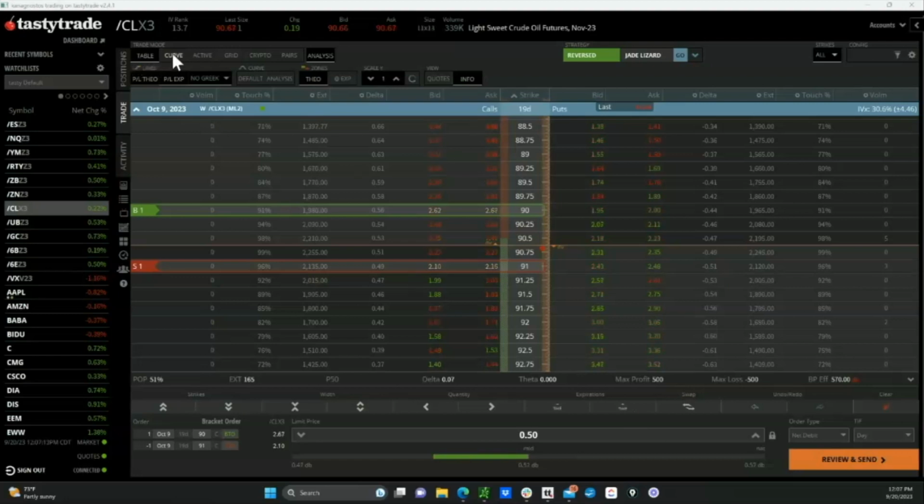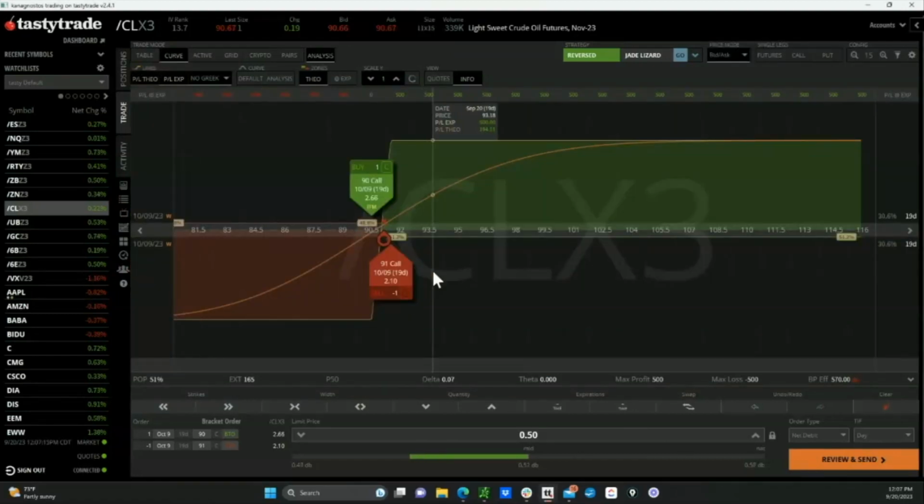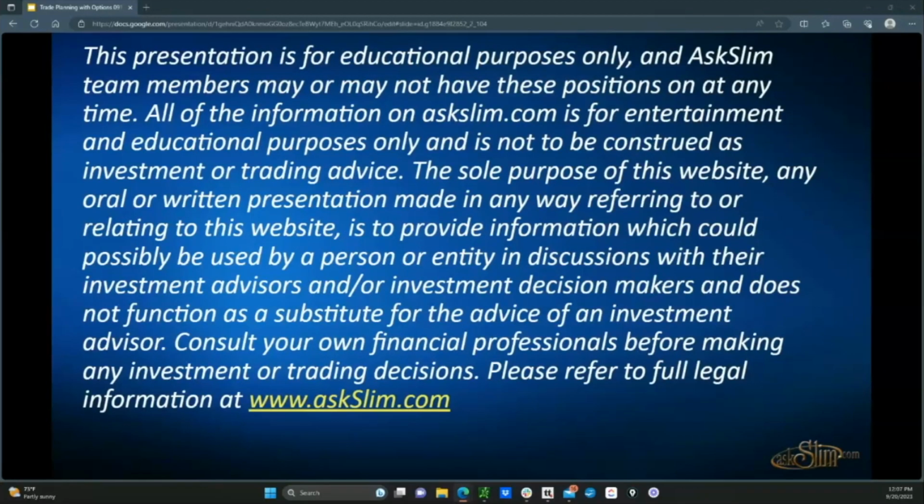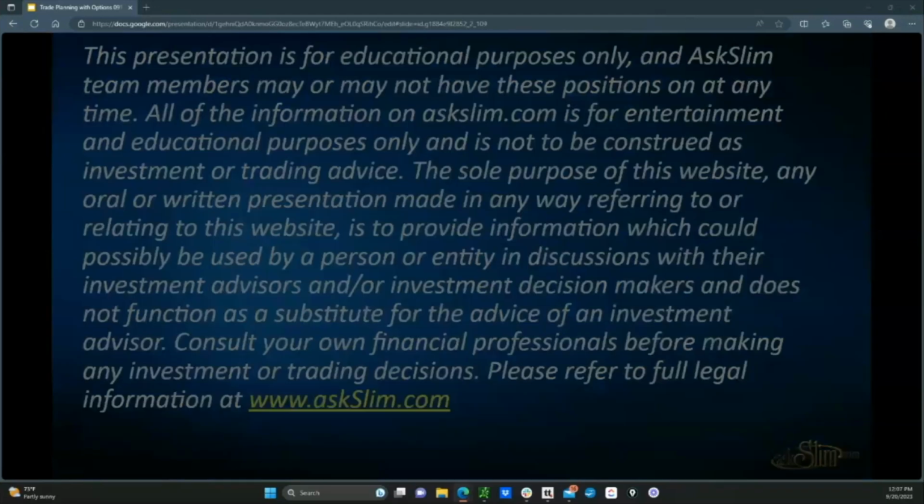Now let's take a look at the risk graph. Our profit zone is in green, our loss zone is in red. Where crude oil is trading right now is shown on Tasty Trade by this small red flag. So what we want is for crude oil futures to move up from the current price. That is our options trade idea today. We will follow up on this trade idea next week.